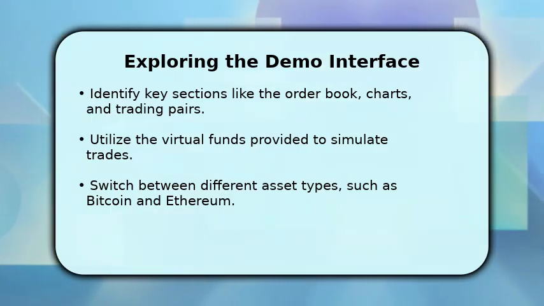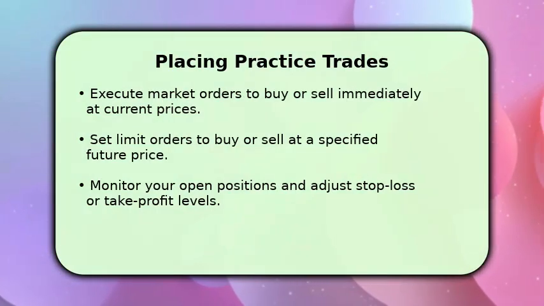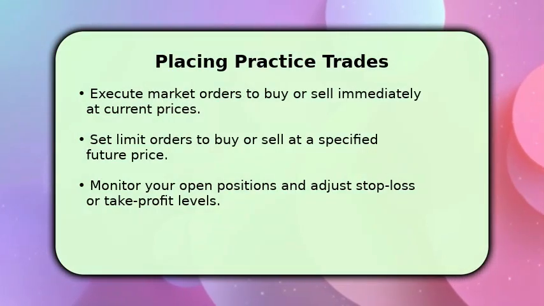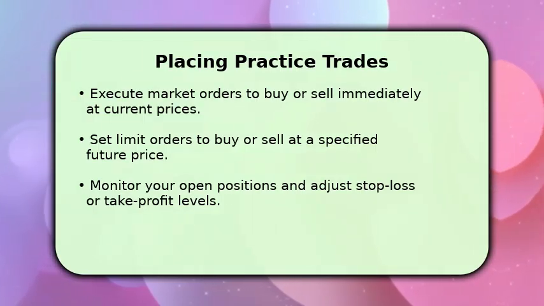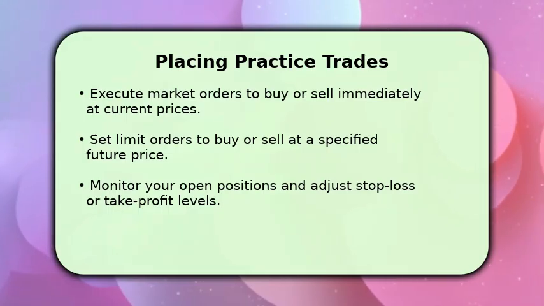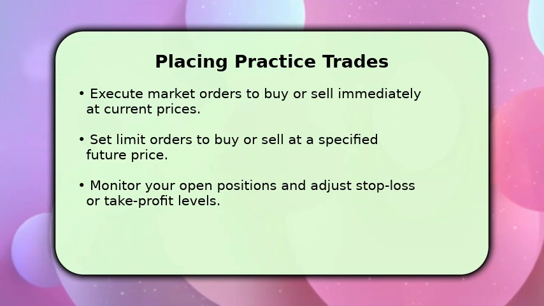Look for the virtual balance, typically around $100,000, which you can use for practice trades. Now, let's play some practice trades. You can choose between market orders, which execute instantly at the best available price, or limit orders, which allow you to set a specific price for your trade. Experiment with both to understand their differences.